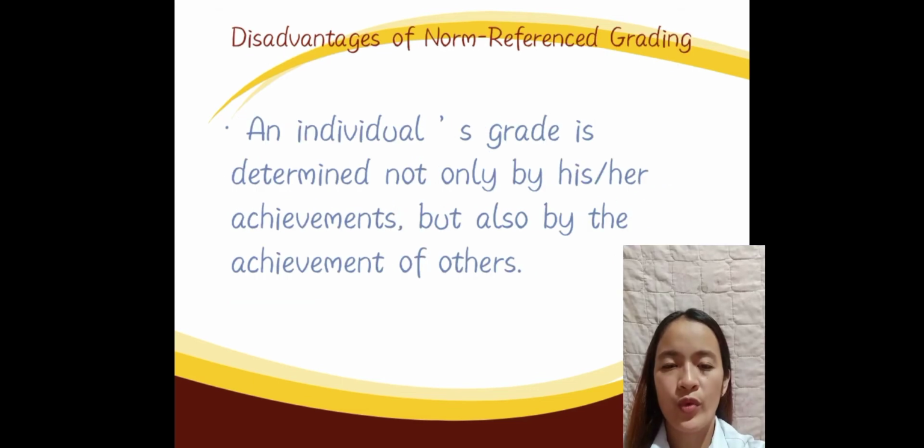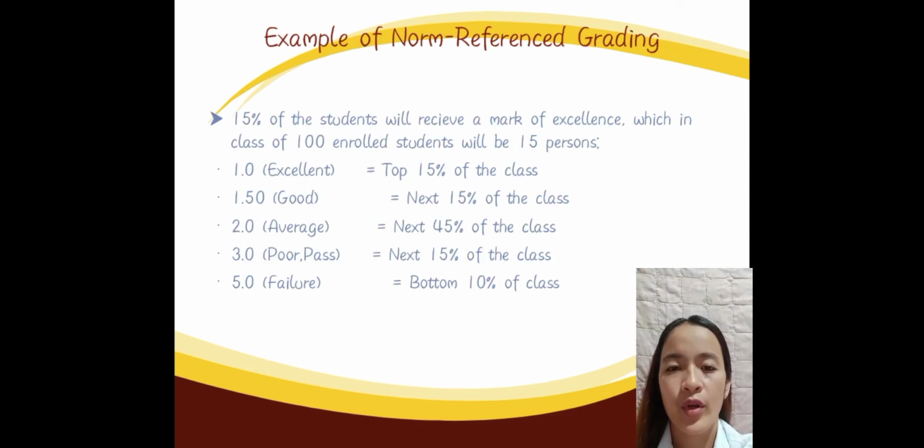Disadvantages of norm reference grading. The performance of the student is not determined by his achievement, but also the achievement of other students. It promotes competition among the students rather than cooperation. It cannot be used when the class size is smaller than 40 and not all the students can pass the given course or subject.